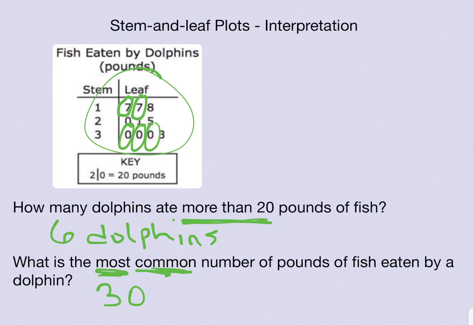These are your most common questions you're going to get. And my advice to you is to make sure and read each statement, because sometimes you may have several statements to read, and evaluate them one at a time. Okay, that's it for stem and leaf plots today.